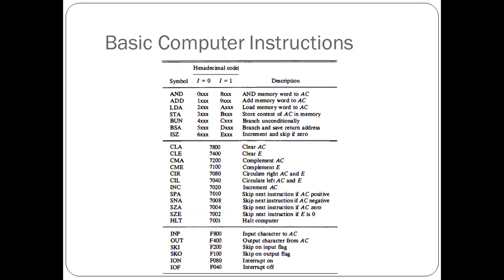So with these 3 different formats, a basic computer can implement a maximum of 25 instructions. Okay, so a total of 25 instructions are implemented, out of which 7 instructions are memory reference, 12 are register reference, and then 6 are IO type instructions, all making up the 25 basic computer instructions.